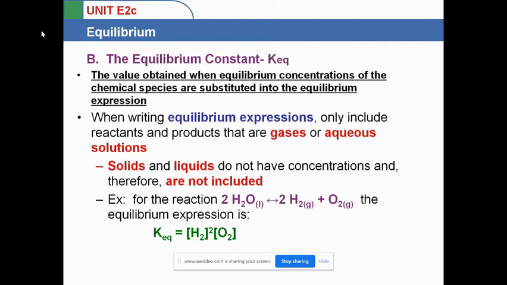Now, please note, the H2 concentration is raised to the power of the coefficient of H2. That's why it's squared right there. So the equilibrium expression is that.